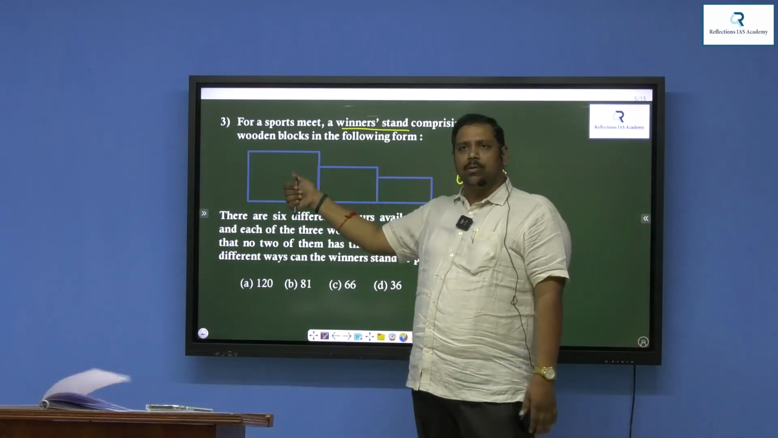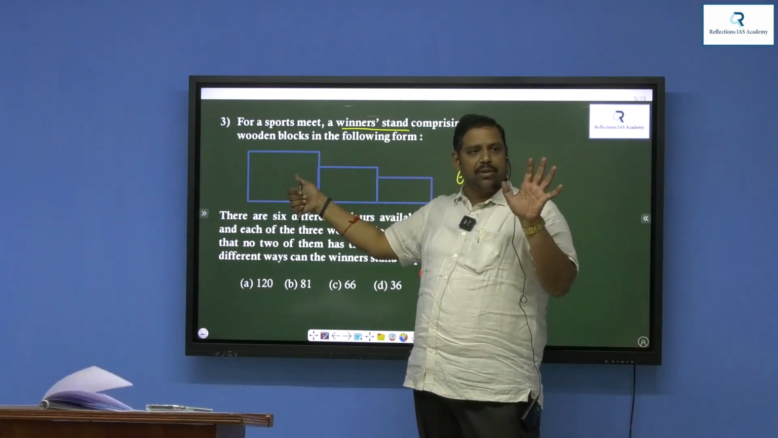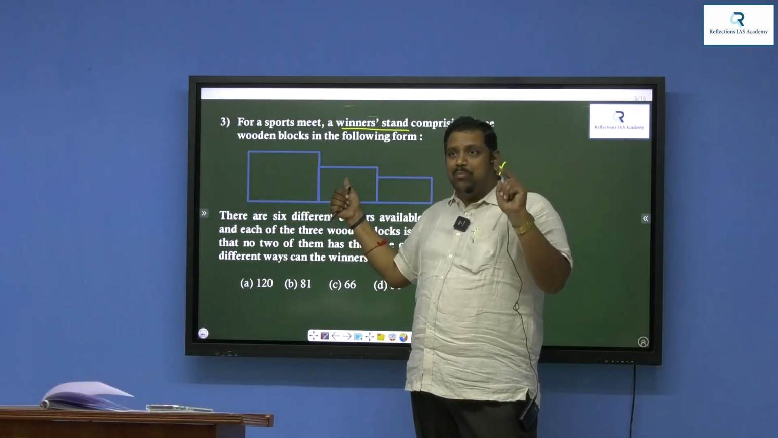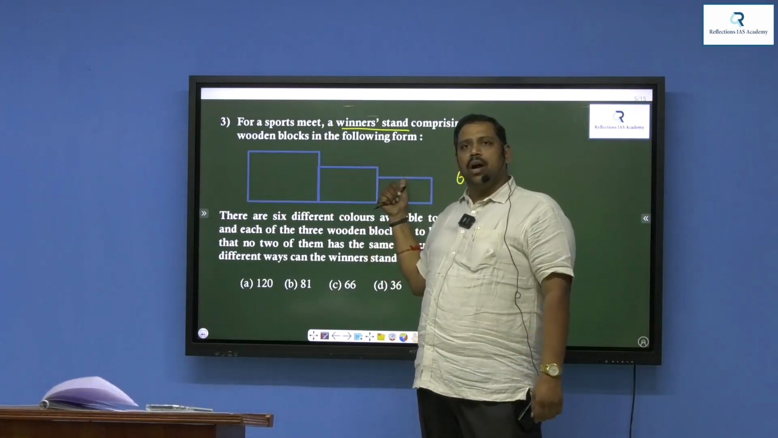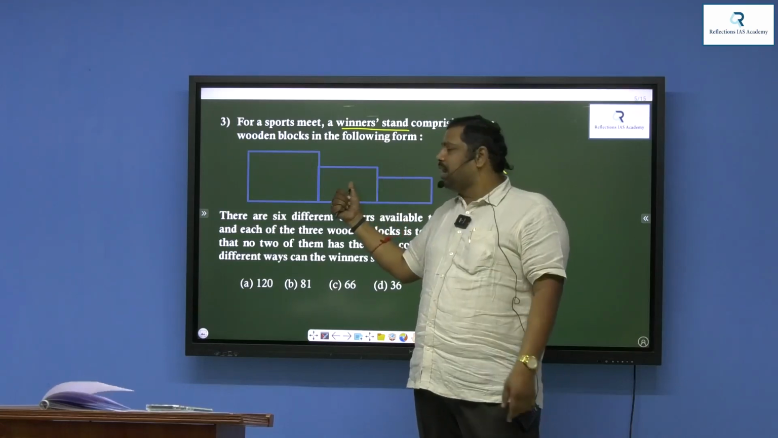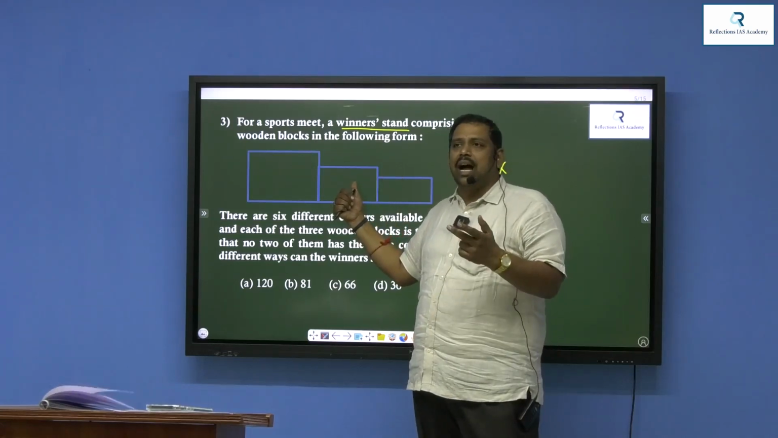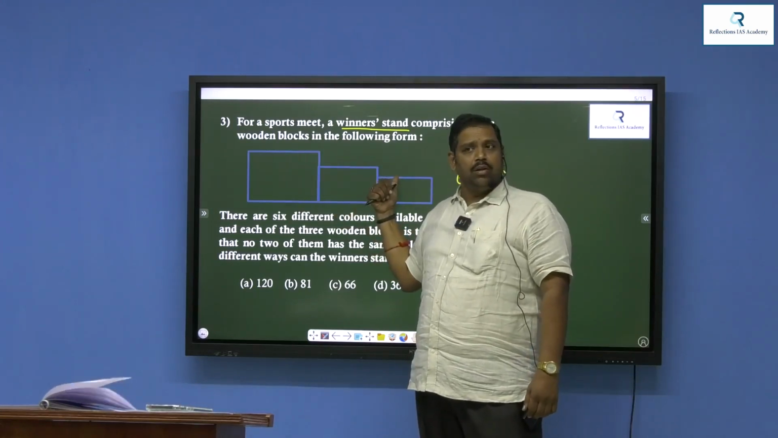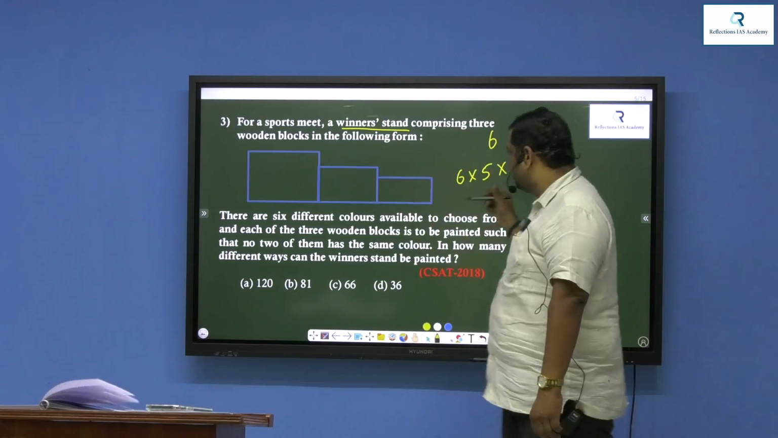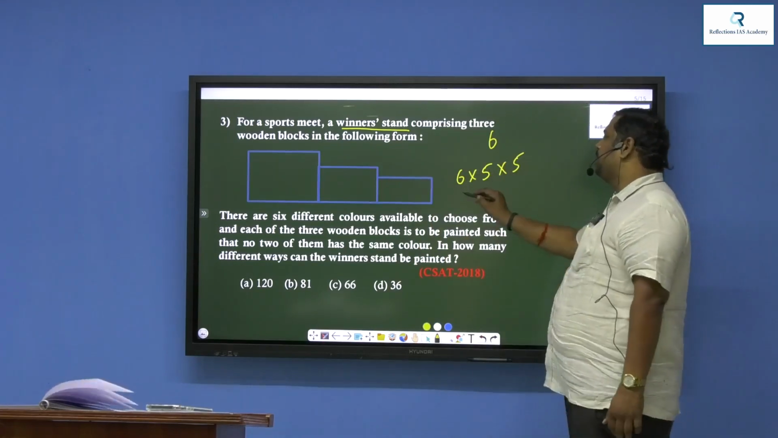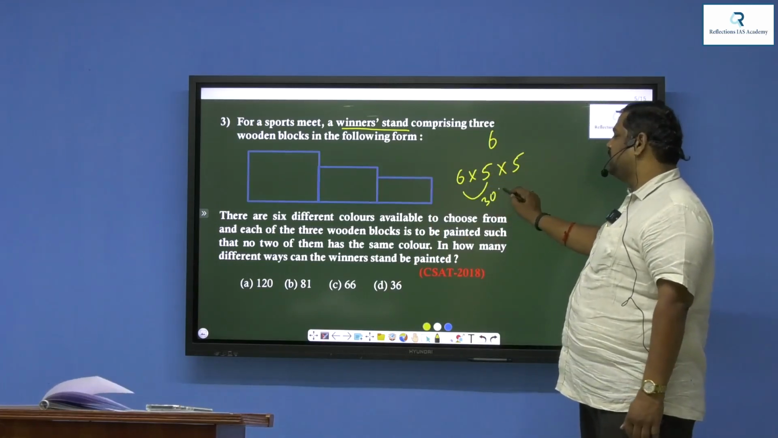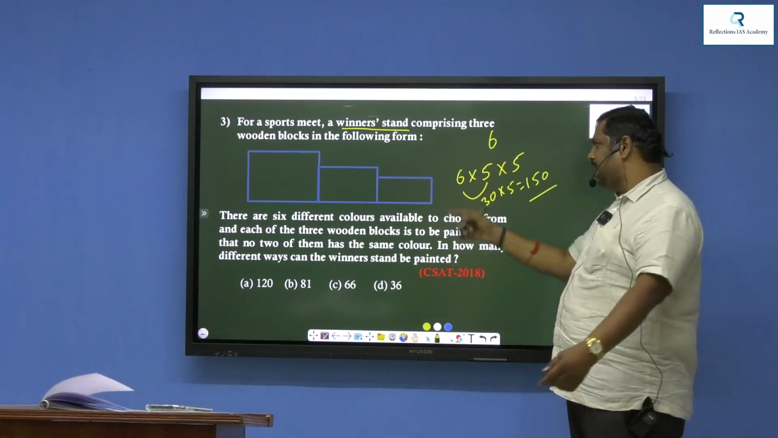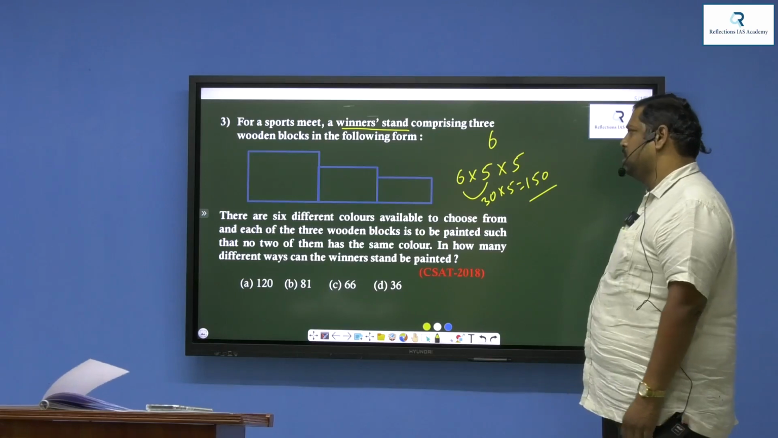1 color I have applied here, so 5 colors are left. Any can be applied here because the same color should not be used here. But coming to the next one, out of 6 colors, other than the color I used here, I can use any other color. Means the same color I can use again, yes or no? So, how many ways? 5 ways. Now multiply: 6 5s are 30, 5s are 150. That is the answer, because as per the narration, there are 6 different colors available to choose.